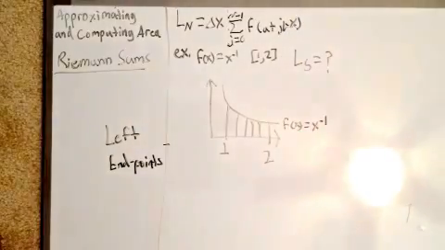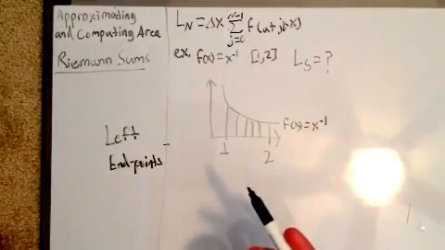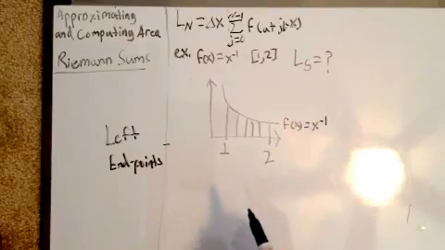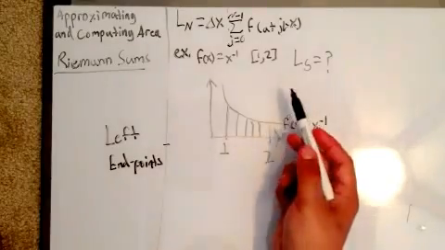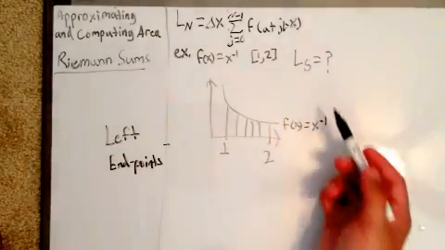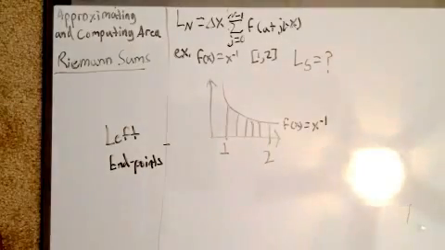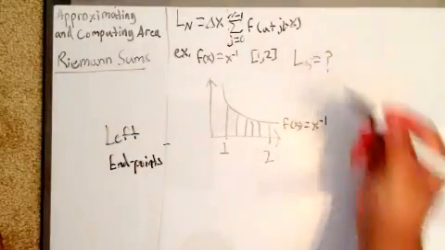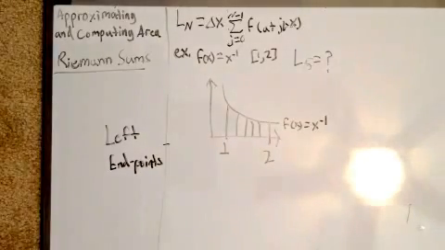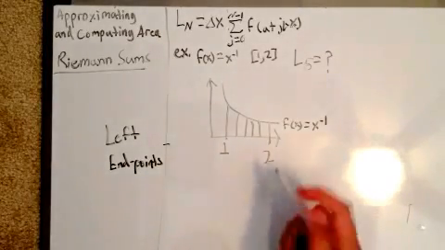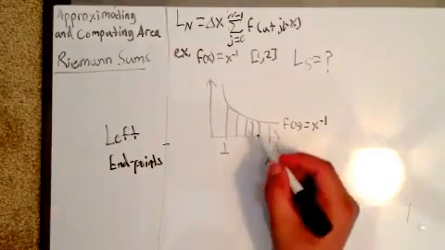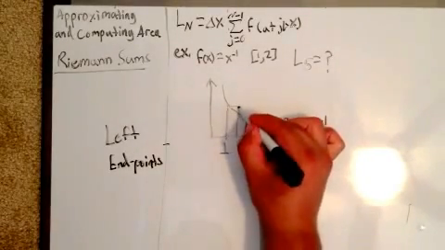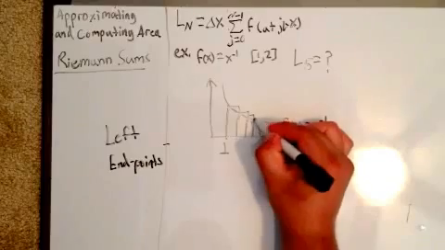An example we're going to be doing today is f of x is equal to x minus 1 on the interval 1 to 2, and then we want to know what is L of 5. What this L of 5 means is we're going to split the interval 1 to 2 into 5 different rectangles, so it's going to be like that.